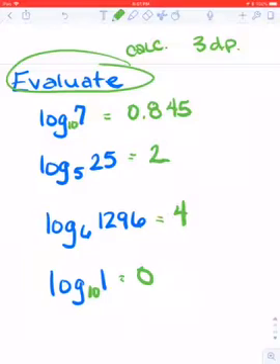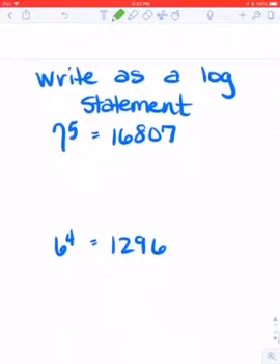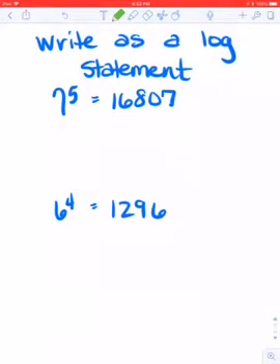Okay, now you should be pretty good between the last several days of putting them in your calculator. You should feel pretty good with those. The other piece that we've been dealing with is writing log statements and writing exponential statements. So I'm going to grab my highlighter so you can see this. But they want me to write it as a log.